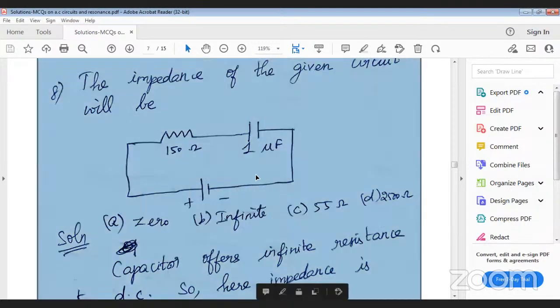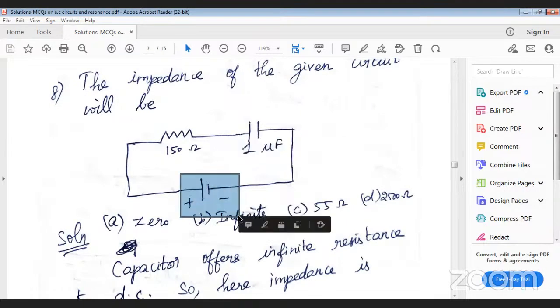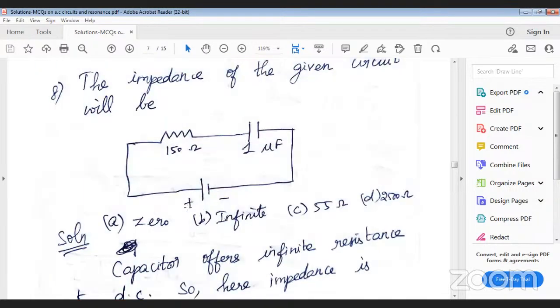It is a DC source. When it is a DC source and you see a capacitor here, you should remember that a capacitor offers infinite resistance to DC. That means this capacitor alone offers infinite resistance or impedance to DC here. So here you have a DC source, which means the capacitor offers infinite resistance. So option B is the right answer.